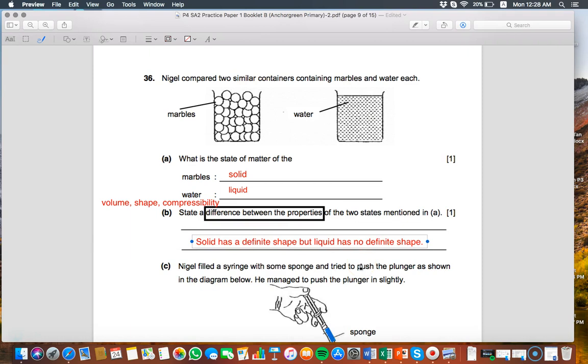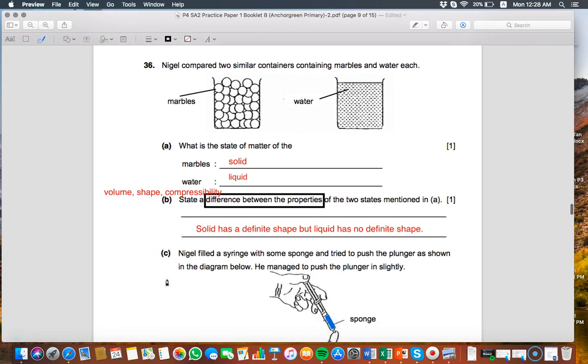You have to compare. What about volume? Both solid and liquids have definite volume. And both solid and liquids cannot be compressed. So there are two similarities between solids and liquids, and there is one difference, which is the shape. So teacher, if the class needs to copy down the notes, please pause the video for them to copy down the notes before continuing.